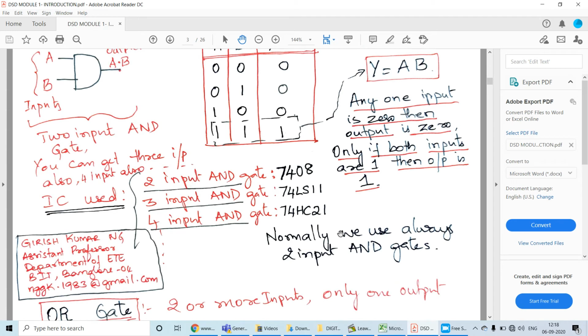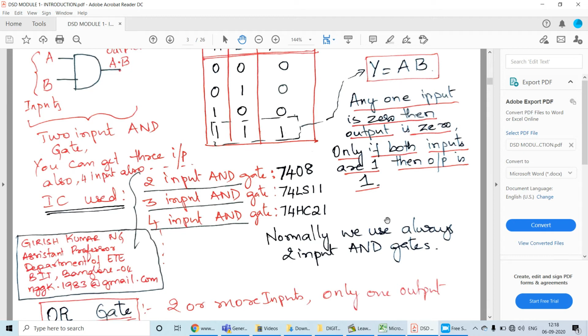Now we will look at the IC which we use in the lab for the AND gate. We use an integrated circuit, IC, for realizing the AND gate. So what IC do we use for the AND gate? 7408 is the 2 input AND gate that we use in the lab. Okay, 7408 is the 2 input AND gate IC that we use in the lab.